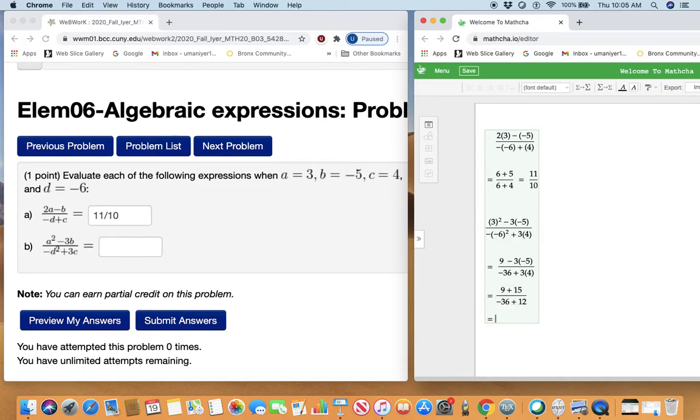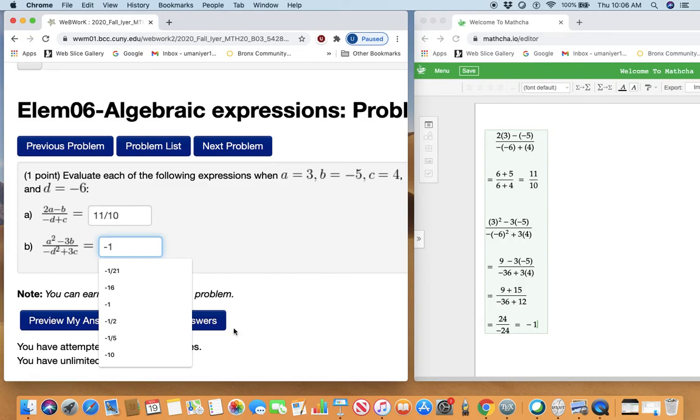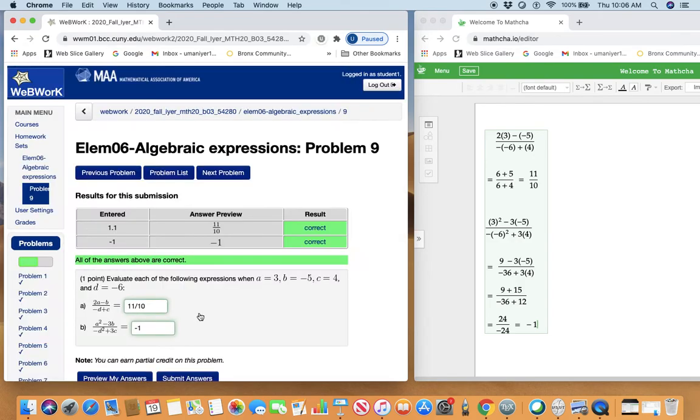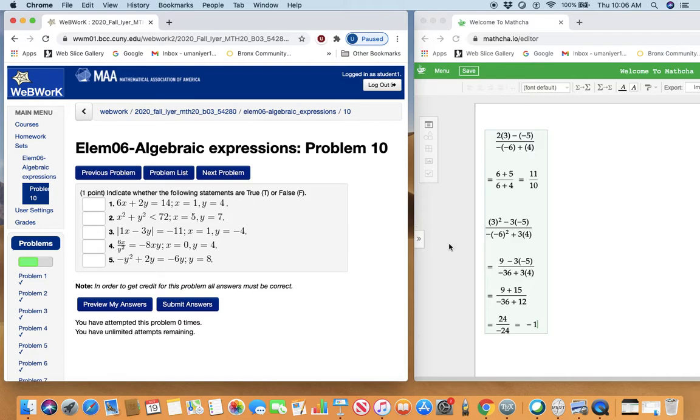So that is equal a fraction. 9 plus 15 is 24 over -36 plus 12. So that's a bigger magnitude. So answer is going to be negative. And the difference is 24. So eventually 24 cancels 24. So positive over negative is a -1. Okay. Next problem.